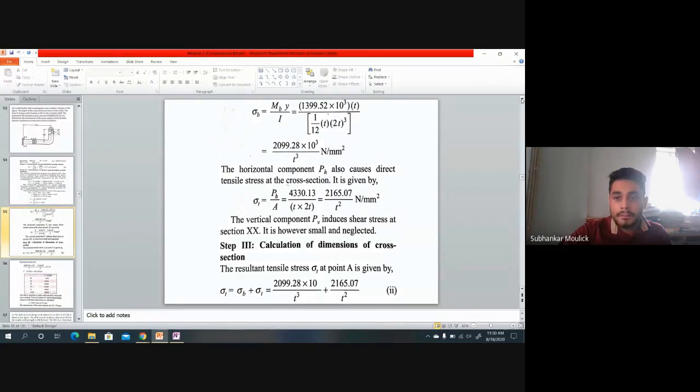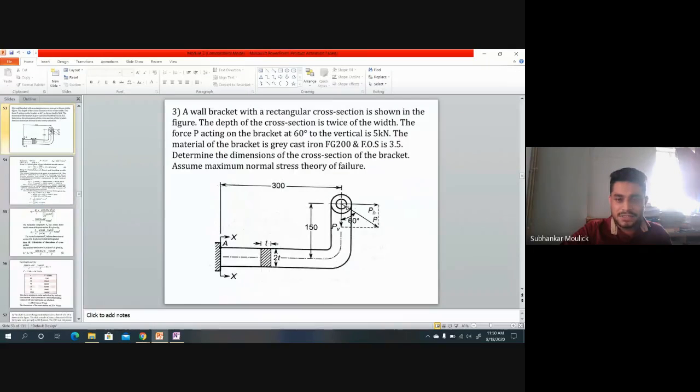From the problem, we also noticed that this horizontal component of the force, pH, is making this vertical component of the bar horizontal. That means there will be overall tension in the entire bar, and the tensile stress will be acting in this entire bar. Tensile stress is nothing but load divided by cross sectional area.